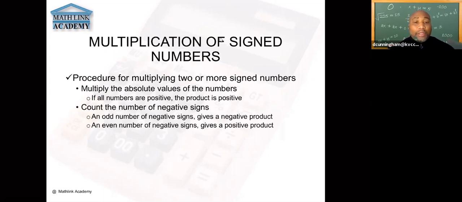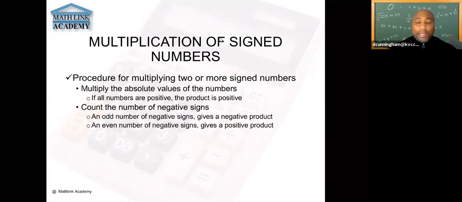Now we want to count the number of negative signs, and this is important. An odd number of negative signs gives a negative product. Again, in multiplication, we use the word product for the answer. An even number of negative signs gives a positive product.